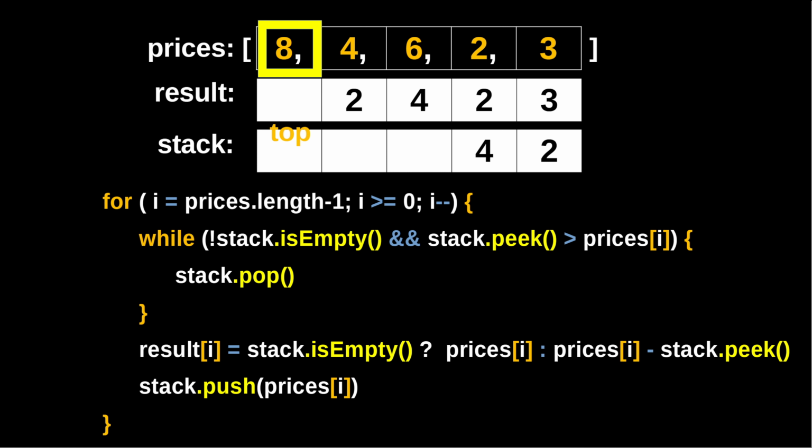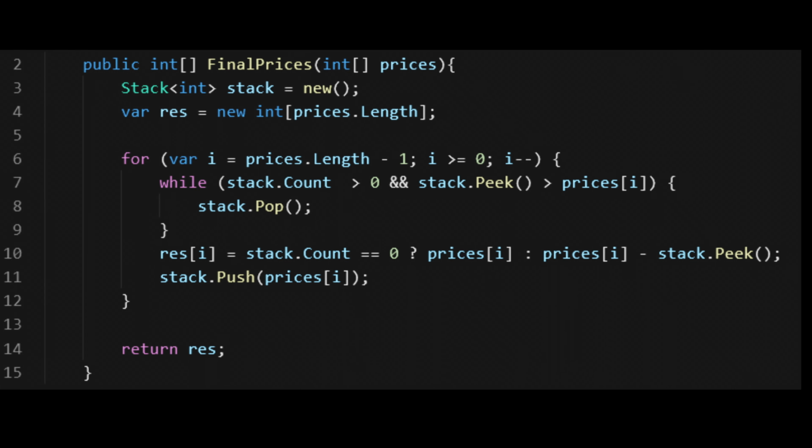The next item is 8, and 8 is bigger than 4, so we are good. We do have a discount. So 8 minus 4, and then we have 4 as the result, and then we put the 8 on the stack, and then we are done. Now we just convert this pseudocode to real code. This C# code is provided in the GitHub links below.